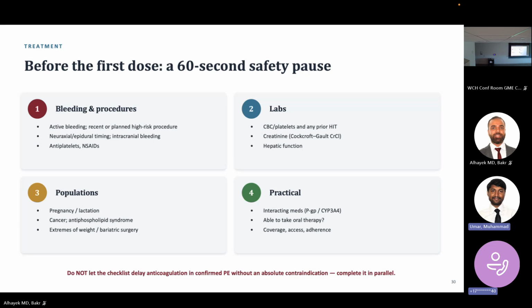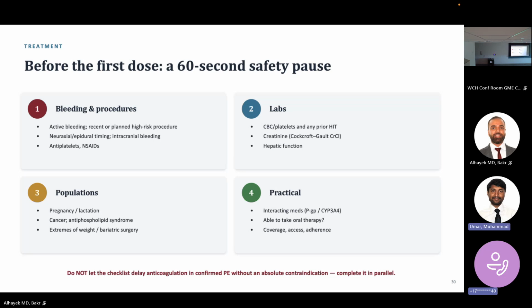And then you have to check the CBC, the platelets, the prior HIT. You need to check the creatinine to see if the patient has any kidney dysfunction and the liver function as well. And then the population, pregnant people are different than other people, right? So what is the medication that cannot be used in pregnancy? Lovinox or heparin? No, one of them cannot be used in pregnant patients or is not recommended to be used in pregnant patients.